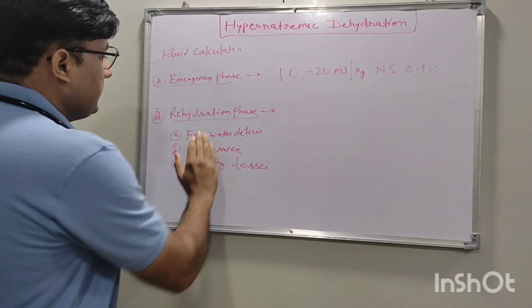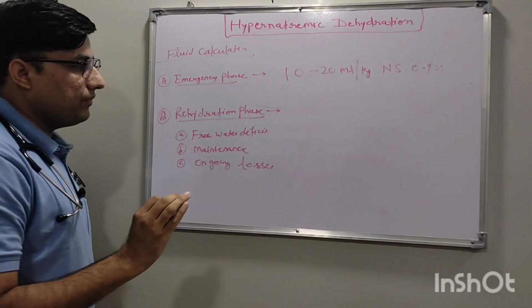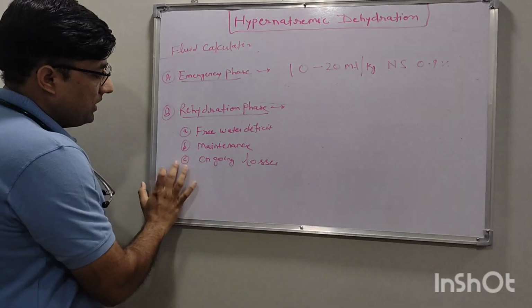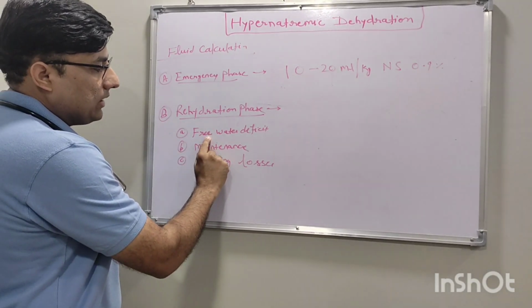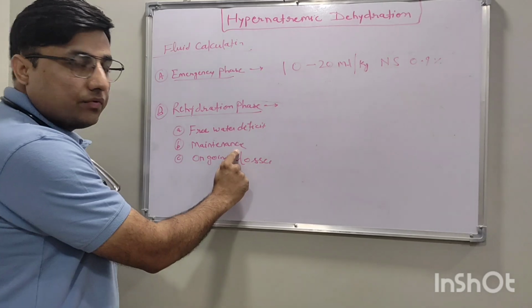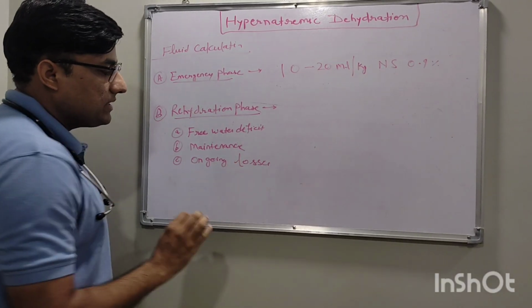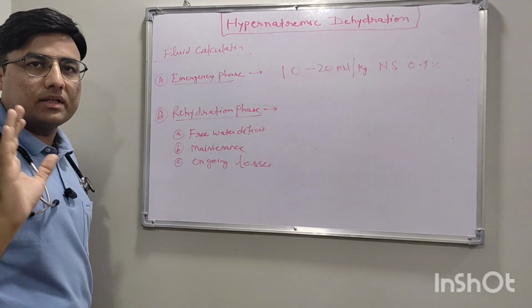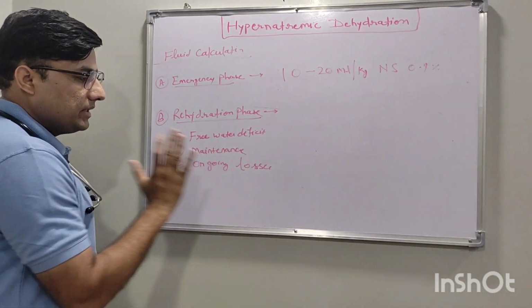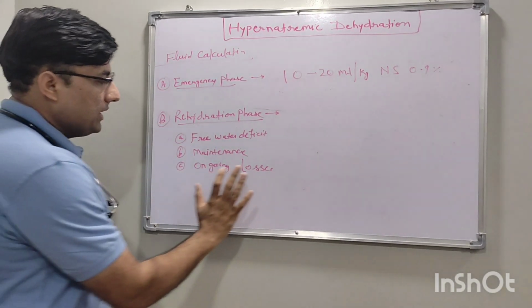Then coming to the second phase, the rehydration phase. In the rehydration phase, the hydration will be corrected in three parts. First, we will calculate the free water deficit. Second, maintenance fluid. Third, we will replace the ongoing losses. So for any dehydration correction, there will be three parts: free water deficit, maintenance, and ongoing losses.